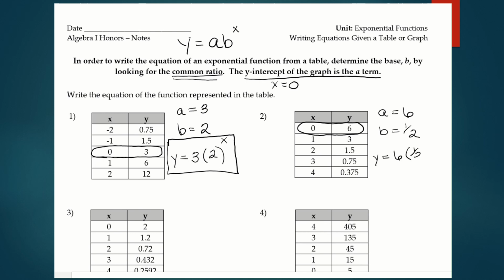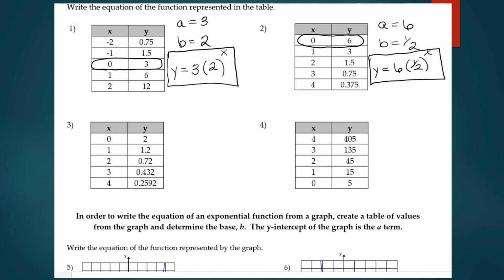Now you can use 1/2 as your b, you can use 0.5, it is totally up to you. Either way is fine. Again, I like to put that b value in parentheses just to break up my equation a little bit and to make it a little easier to read. All right, let's keep going.